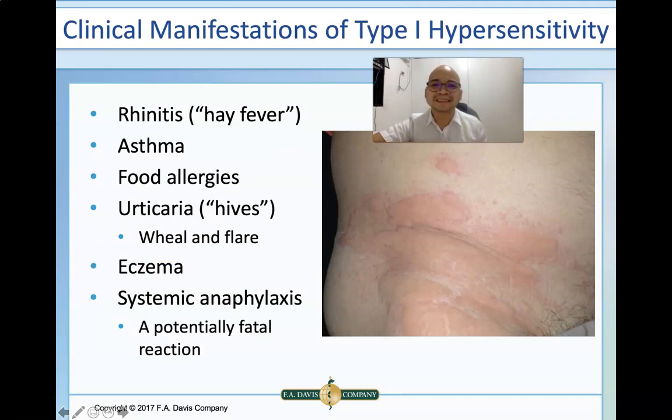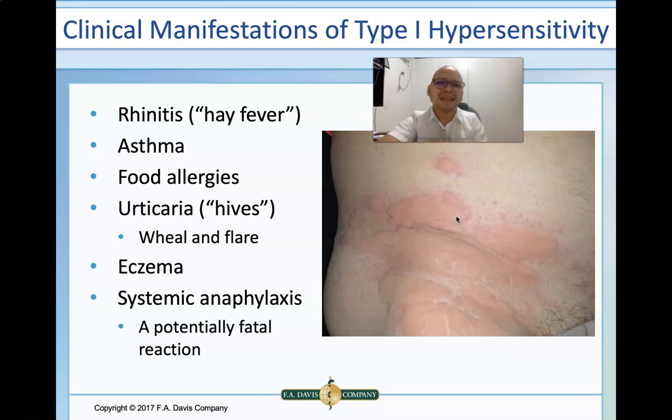So rhinitis, this is the hay fever, the people who sneeze and have a runny nose. So we call it allergic rhinitis. Asthma. And this could be fatal in some cases. Allergies to food, urticaria, or the hives characterized by the so-called wheal and flare, eczema. Okay? So if you have eczema, your skin, sometimes they call it skin asthma.